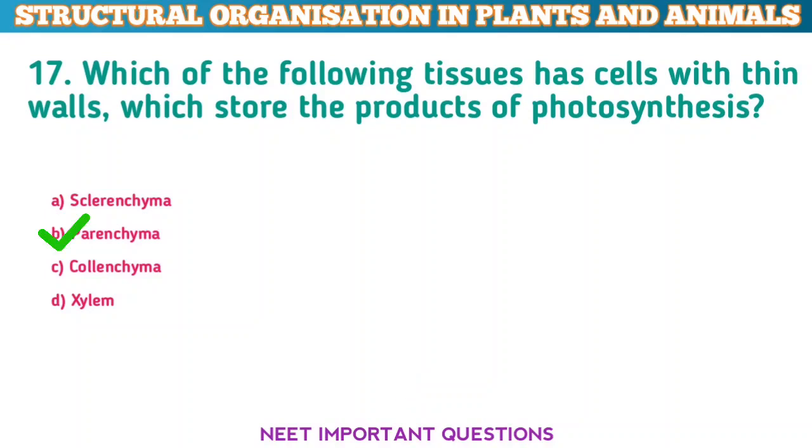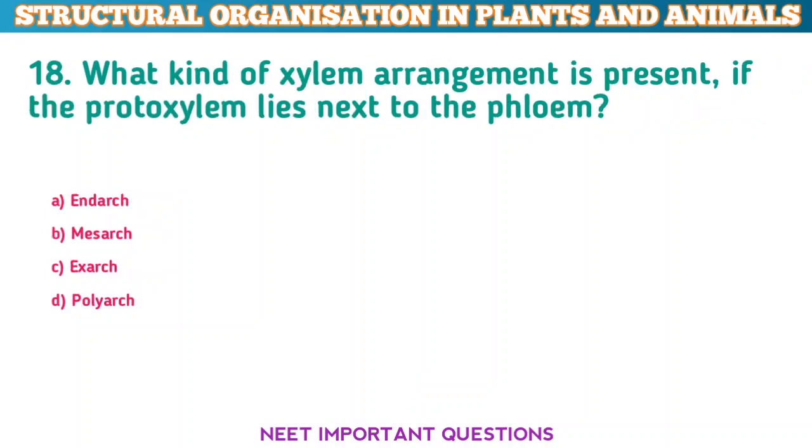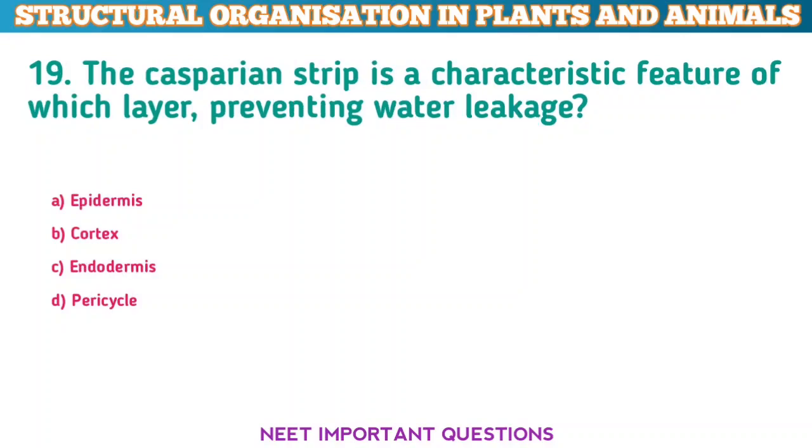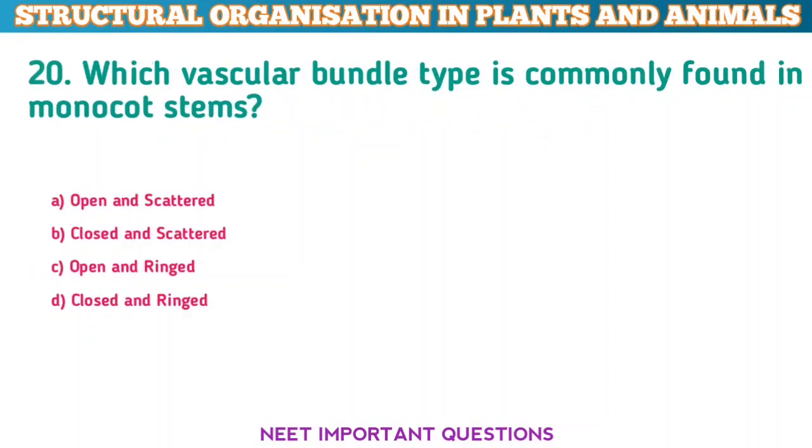17. Which of the following tissues has cells with thin walls, which store the products of photosynthesis? Answer. B. Parenchyma. 18. What kind of xylem arrangement is present, if the protoxylem lies next to the phloem? Answer. C. Exarch. 19. The Casparian strip is a characteristic feature of which layer, preventing water leakage? Answer. C. Endodermis.